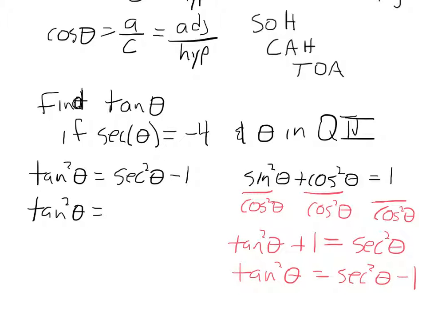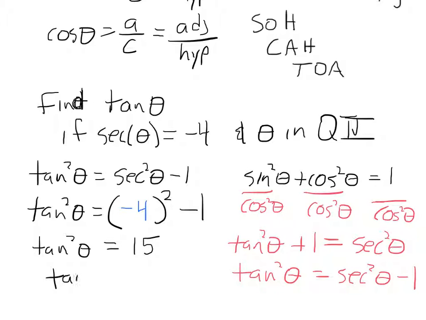Now the squared notation, it's important to understand what it means. It means secant squared. So I'm going to go back to secant squared notation, and I'm plugging in the -4, because that's what secant is. That was how it was given. So that gives us tangent squared theta equals 16 minus 1, 15. So tangent theta equals plus or minus, that happens when you take a square root, square root of 15.